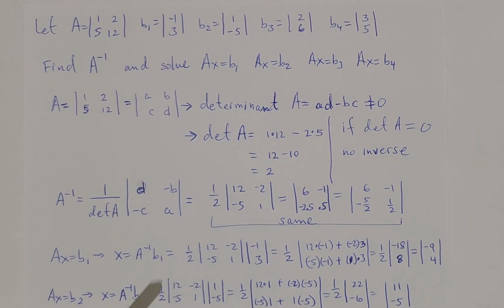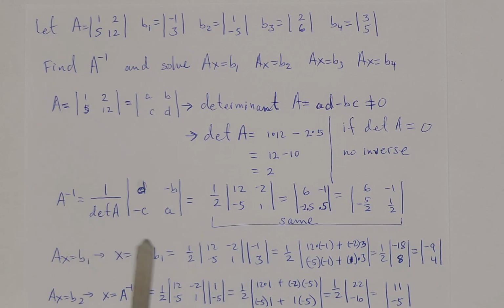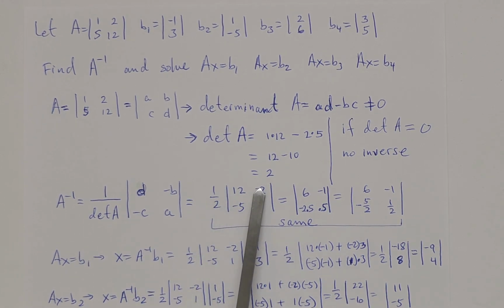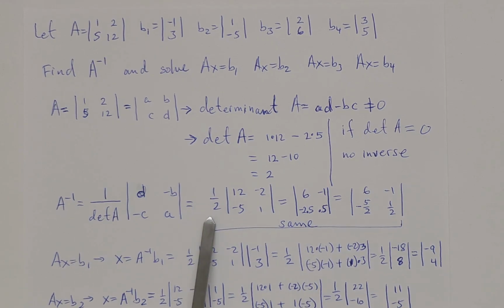Now all we have to do is multiply across. So 1 over 2 times 12 gives me 6. 1 over 2 times -2 gives me -1. 1 over 2 times -5 is -2.5. 1 over 2 times 1 is 0.5. Or you can leave it in fraction form if you want. The first form, the second form, and the third form are all the same answer, just different ways of writing.